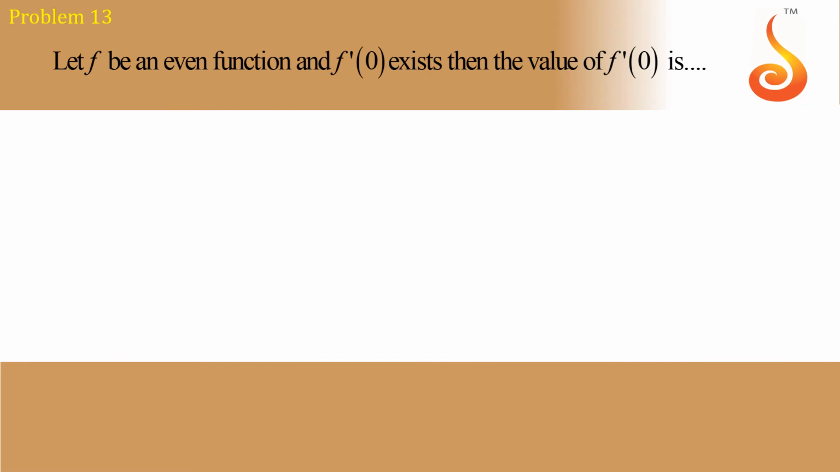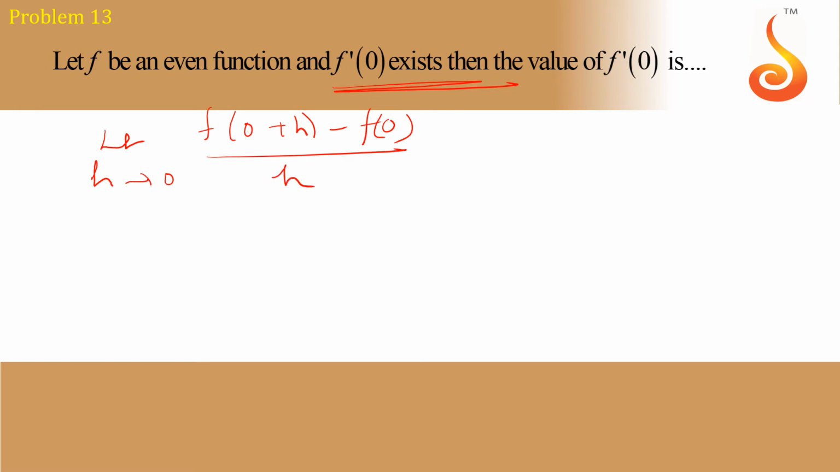Next problem. Let f be an even function and f dash 0 exists. Then the value of that f dash 0 is. So whenever I say f dash 0 exists, the left hand derivative at 0. What is the left hand derivative? Limit h tends to 0. Okay, if you write right hand derivative or left hand, your wish. So what I am writing, you tell me. By h, which derivative it is?